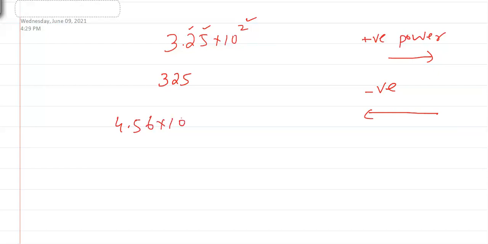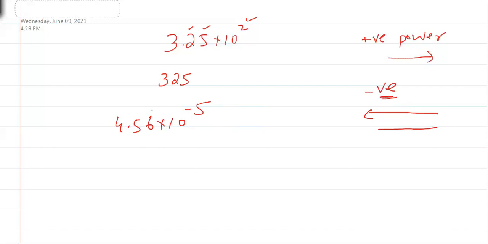Now let me say I have 4.56 into 10 to the power minus 5. Right now this is standard form and we have to write the standard form into ordinary form. So how can we write the standard form into the ordinary form? I told you, you have to look at the power of 10. Power of 10 is minus 5, meaning it's negative, meaning your decimal should now go to this side. If it will go to this side, how many digits?